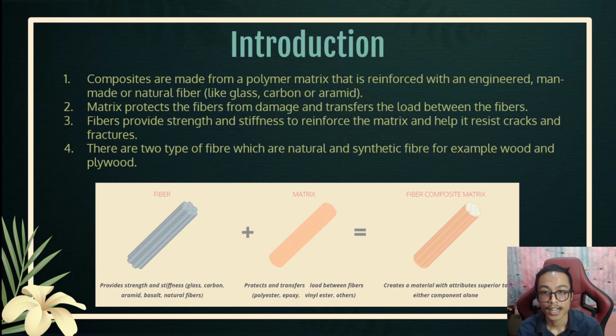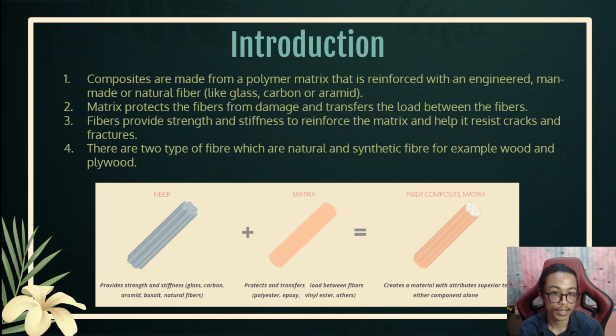Introduction. Composites, also known as fiber reinforced polymer composites, are made from a polymer matrix that is reinforced with an engineered, man-made or natural fiber such as glass, carbon, or aramid, or other reinforcing material. As you can see in the picture below, the matrix protects the fiber from environmental and external damage and transfers the load between the fibers. The fibers, on the other hand, provide strength and stiffness to reinforce the matrix and help it resist cracks and fractures. There are two types of fiber, which are natural and synthetic fiber.